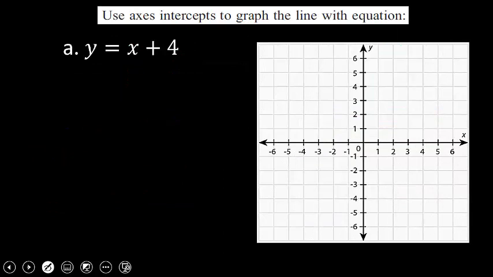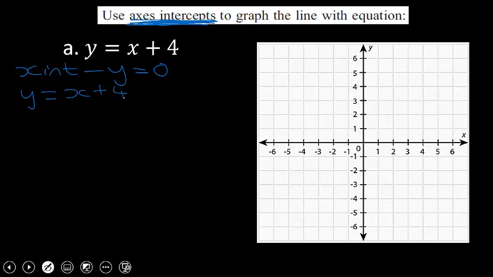Question 8 says use axes intercepts to graph the line with the equation y equals x plus 1, y equals x plus 4. Now notice they are asking for intercepts, so you need to calculate the intercepts. So let's do that. For the x-intercept, you need to know that y equals 0. So you write the equation y equals x plus 4. Then we substitute for the y. So I'm going to say 0 equals x plus 4.